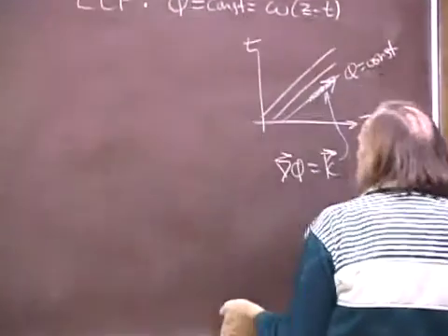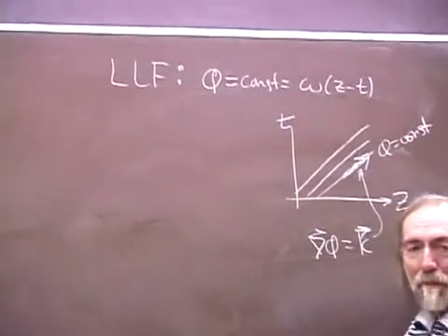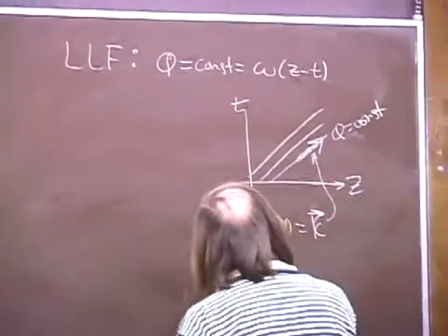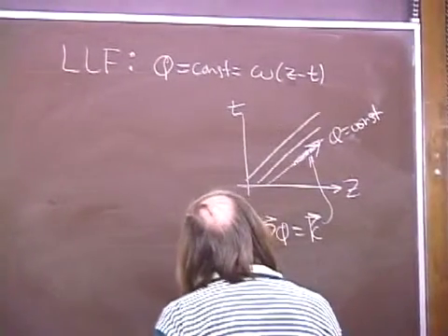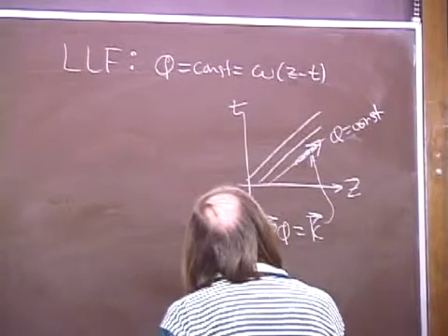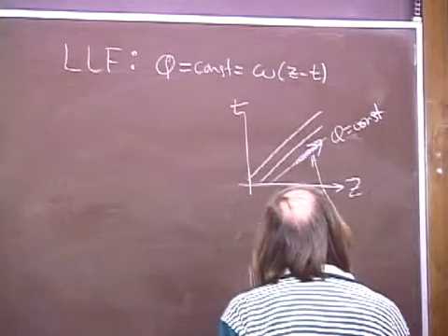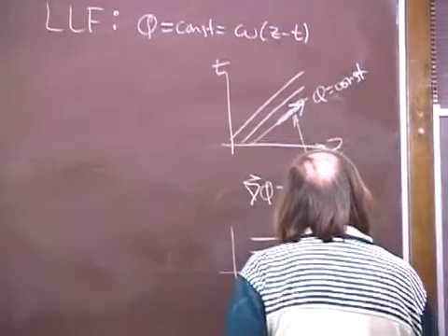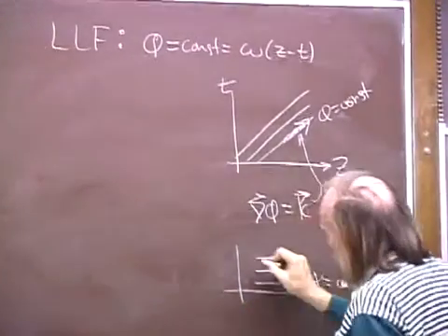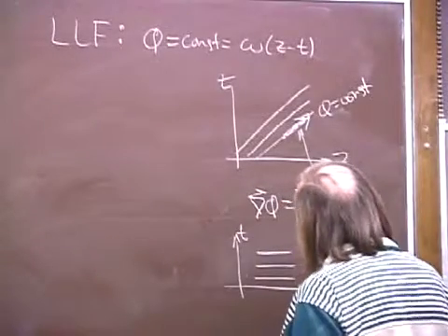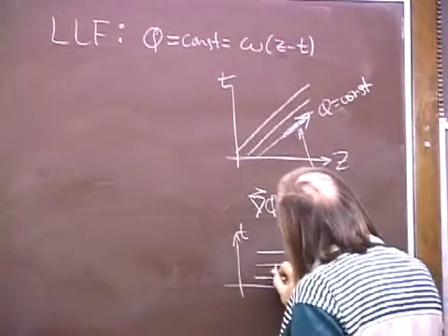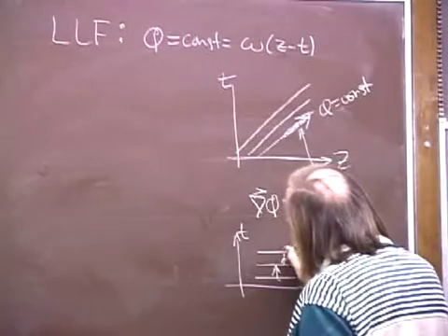Okay, some people look a little puzzled. So if you have a function whose surfaces of constant value of psi look like this, then the gradient looks like that.